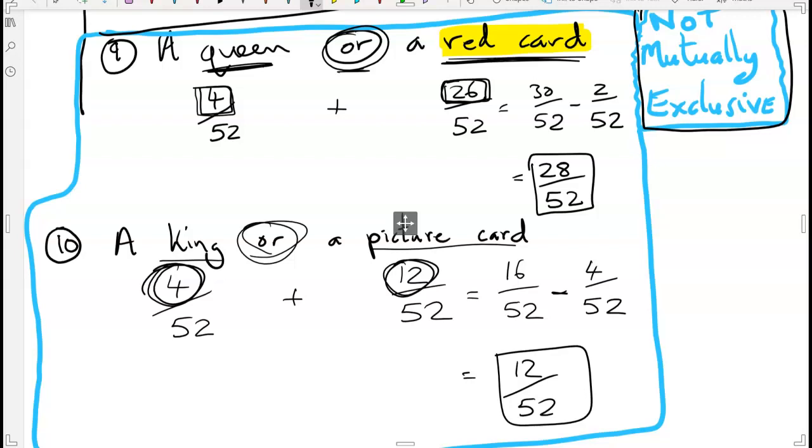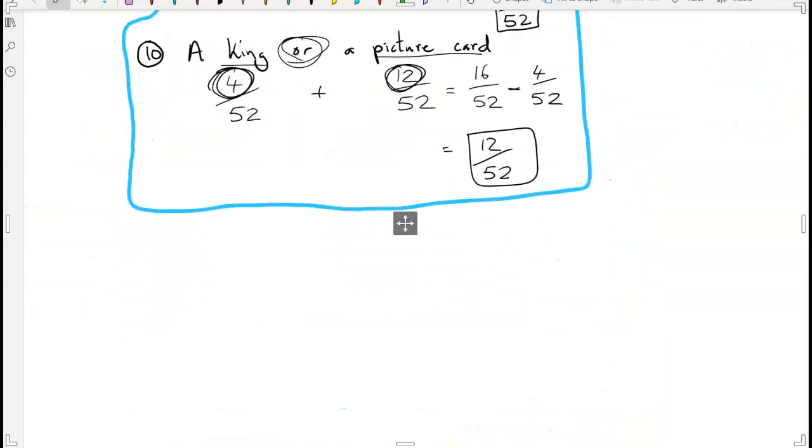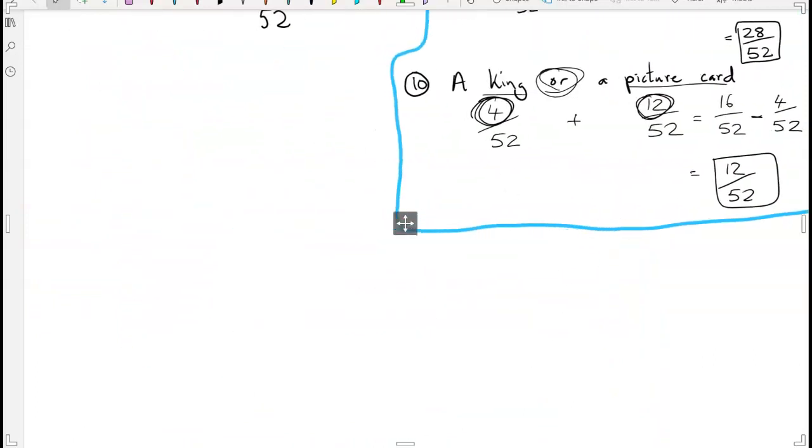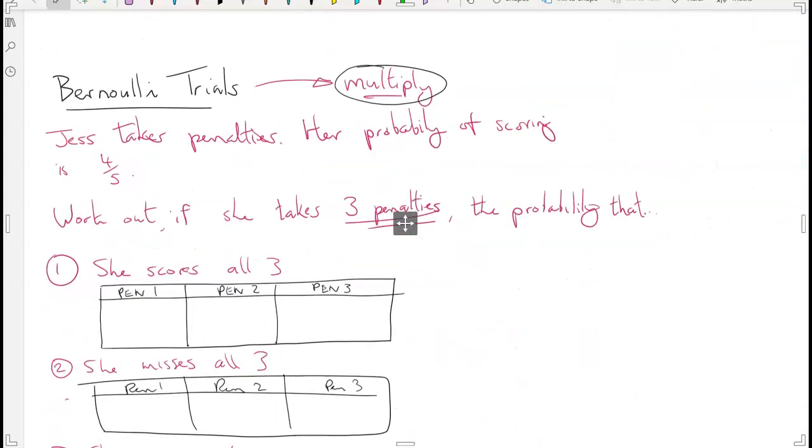This is known as when cards are not mutually exclusive, that they include each other. And just to be aware of it, always think when you've worked out the probability, have I counted the same cards in 2 different places?